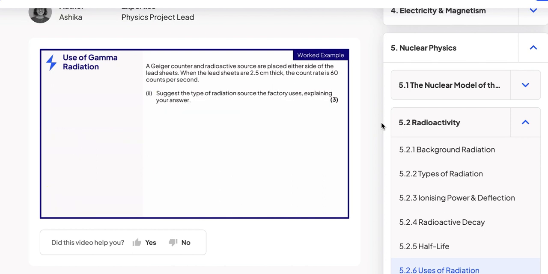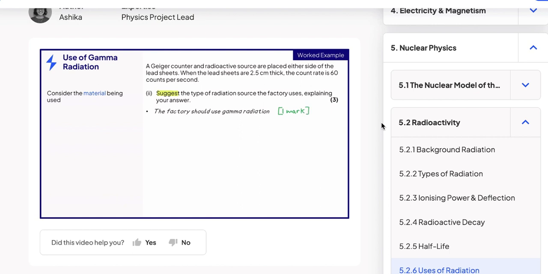Alright, part 2 requires you to suggest the type of radiation source the factory uses, explaining your answer. Again, this is 3 marks, so we'll make 3 separate points. This is a suggest question. These normally require a bit of thinking outside the box. Before we start, let's look at our scenario. We are used to using beta radiation for material thickness, but beta cannot penetrate 2.5 centimeter thick lead at all. Gamma radiation is the correct type of radiation to use here, and suggesting this gets the first mark.